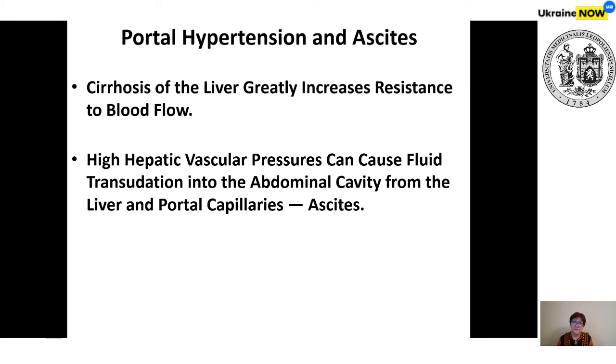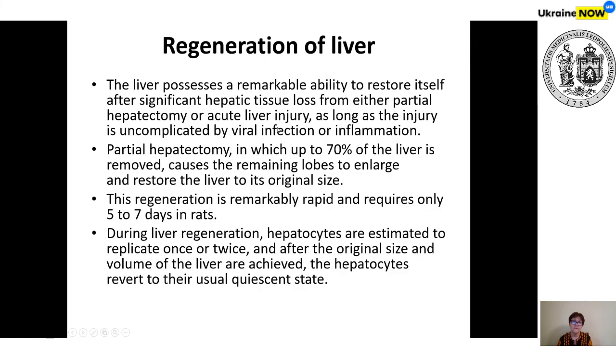Cirrhosis of the liver greatly increases resistance to blood flow, and high hepatic vascular pressures can cause fluid transudation into the abdominal cavity from the liver and portal capillaries, which we call ascites.